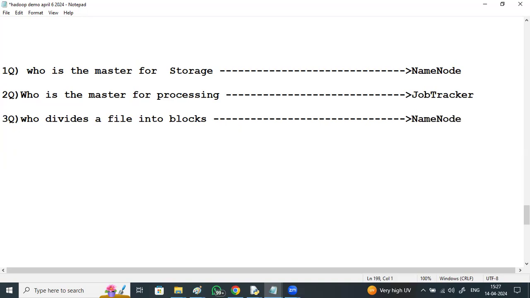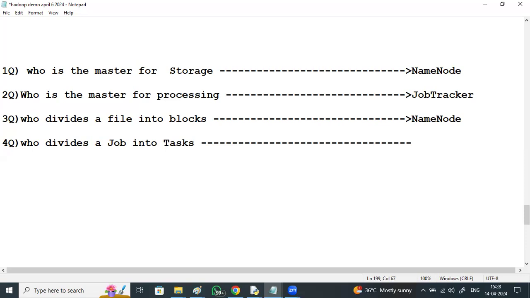For example, if any job is there, the job has to be divided into tasks, right? And here, who divides a job into tasks and assigns the tasks to multiple task trackers? Job tracker.